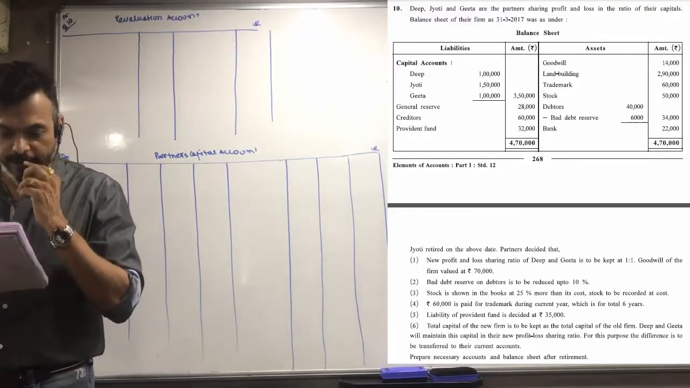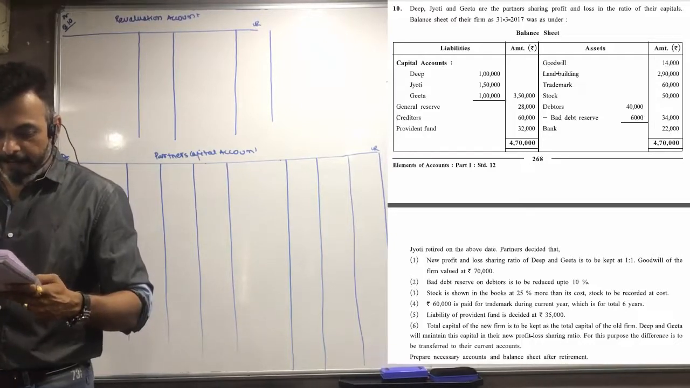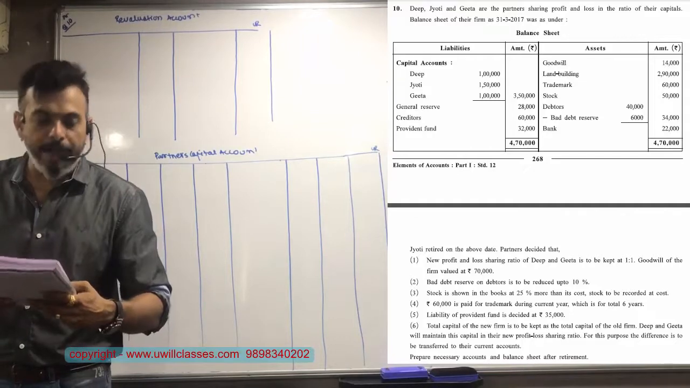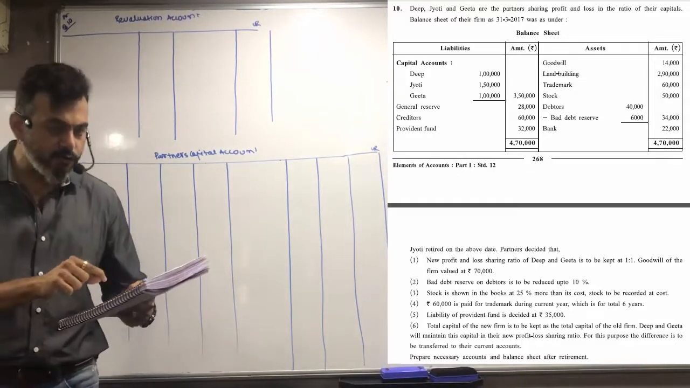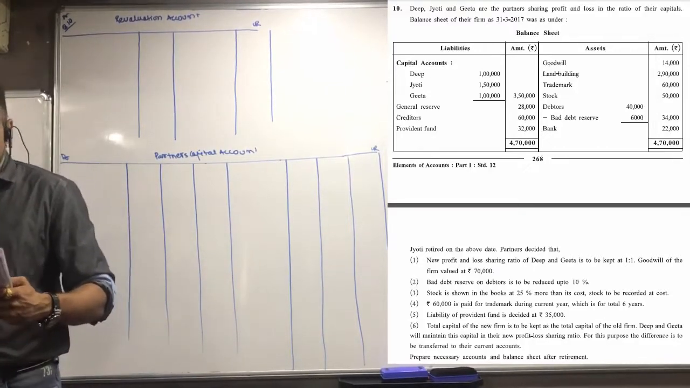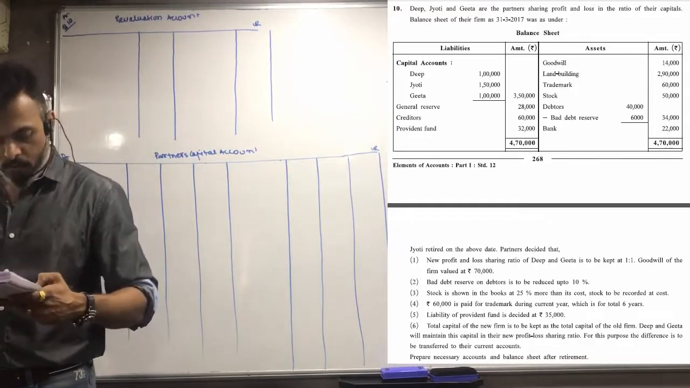Page number 268. Question number 10. Deep, Jyoti and Deepa are partners sharing profit and loss in the ratio of their capitals. Now, what's the ratio? 1 lakh, 1 lakh 50 thousand, 1 lakh. 2 is to 3 is to 2. Okay. Balance sheet is given, capital, general reserve, take 2 is to 3 is to 2.